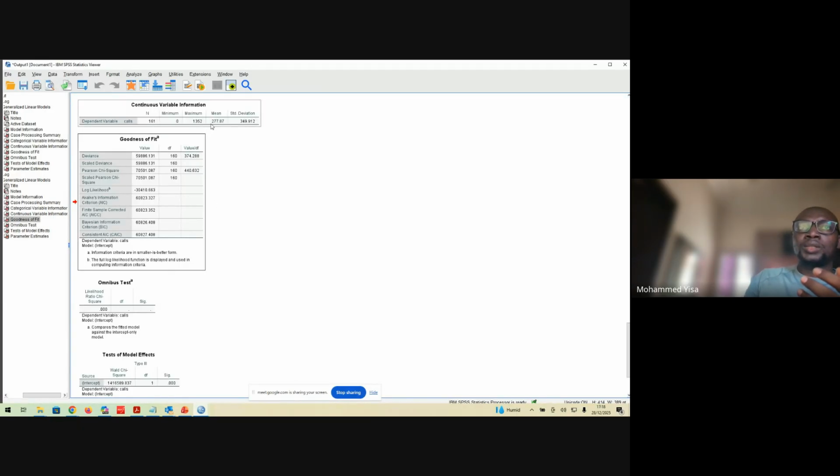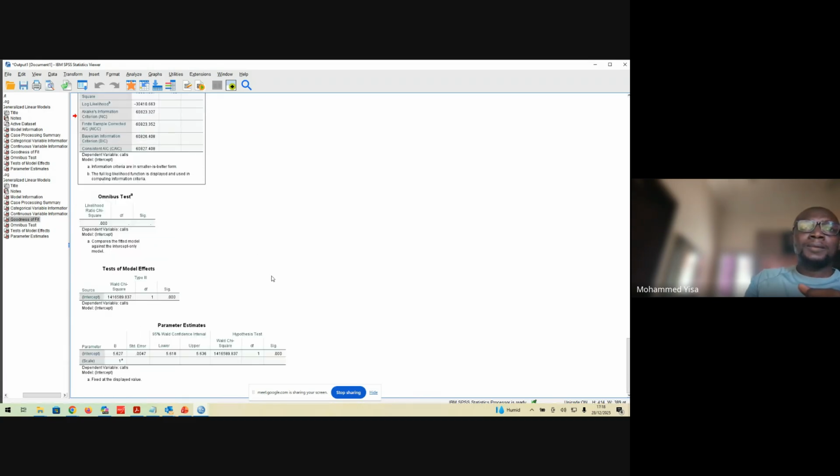And if you were to go into your analysis to do descriptive stats on the calls variable, and you asked it to calculate your mean and variance, it will still give you different results. And that's how you would know that the equidispersion assumption has failed.